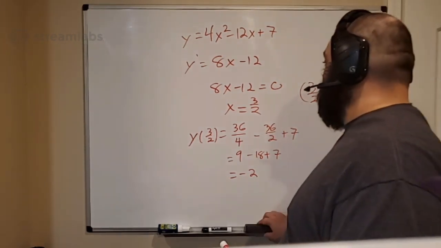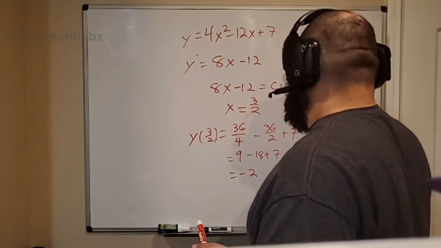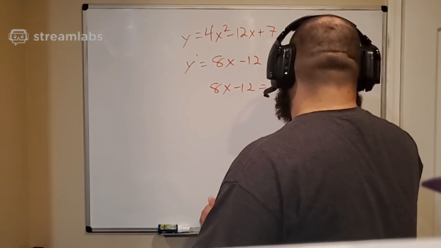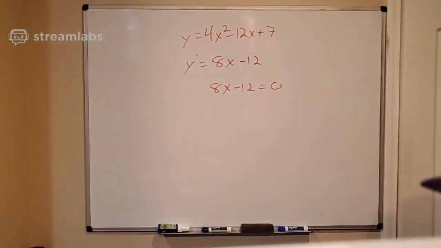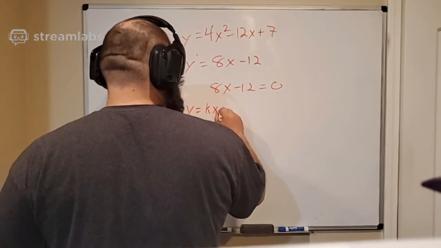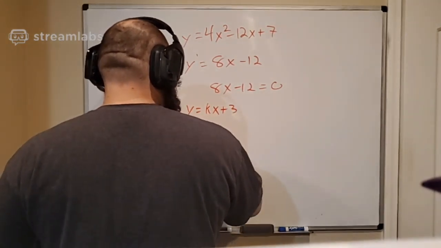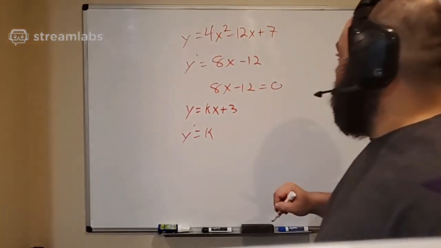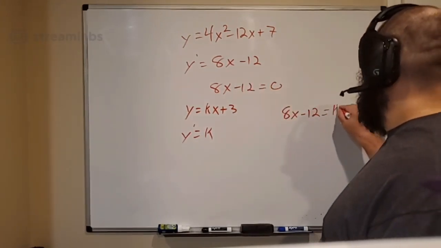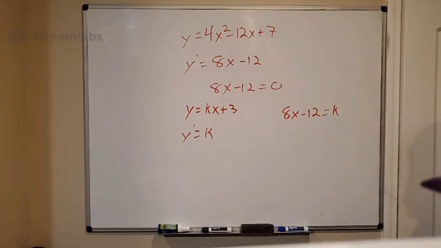So I'm going to get rid of this part. That doesn't do us any good. And what is it? Kx plus 3. So this y prime is equal to k. So basically you need to know where 8x minus 12 equals k. What's the problem with that?